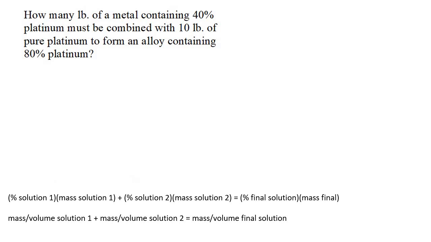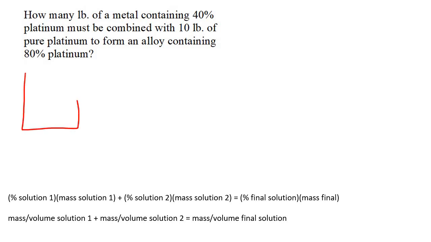So it says, how many pounds of a metal containing 40% platinum must be combined with 10 pounds of pure platinum? That's a good one. Pure platinum. That's going to be interesting. You want to stick around to understand what that means, to form an alloy containing 80% platinum. Okay, so this is a good one.